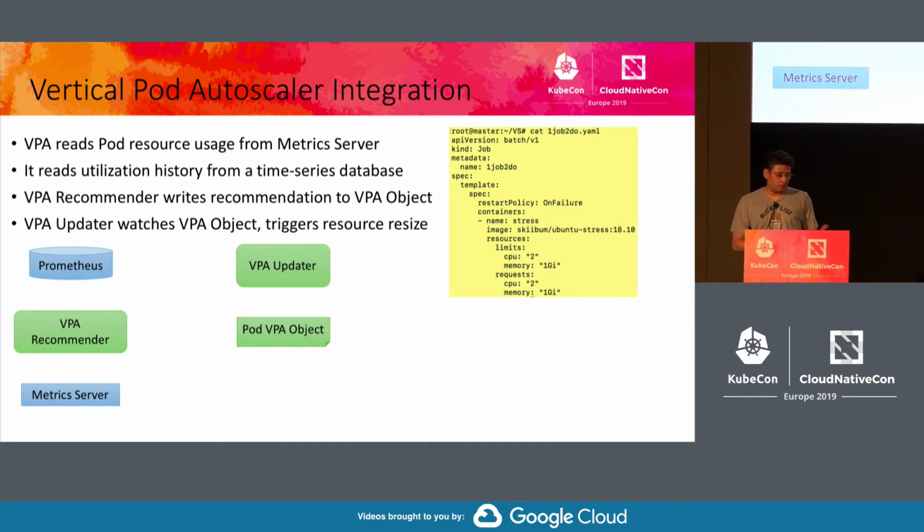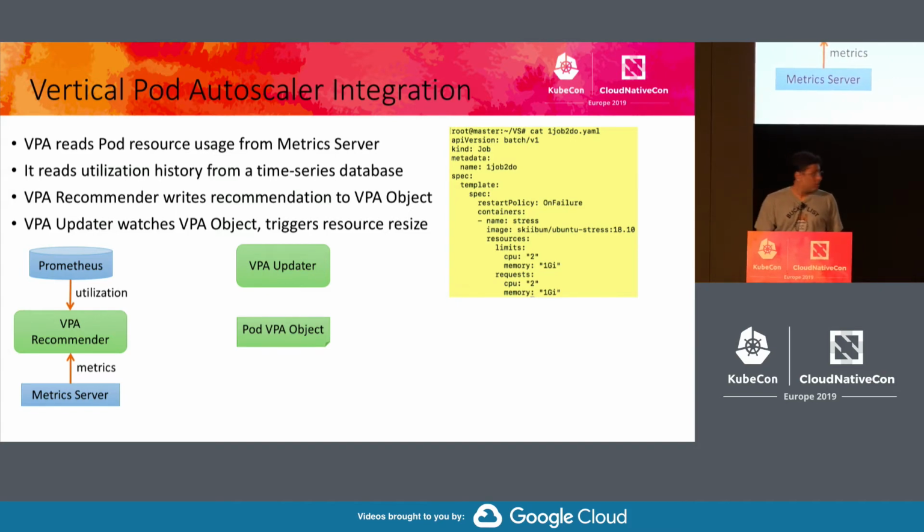I believe API server has this metrics API, which pulls it from a metrics server. You have to run that component. And then you have Prometheus, kind of a time series database, which stores the historic utilization of the pod. And VPA consumes these two pieces of information, and the recommender comes up with a recommendation. In this case, if you look at the example there, we have 2 CPU and 1 gig of memory.